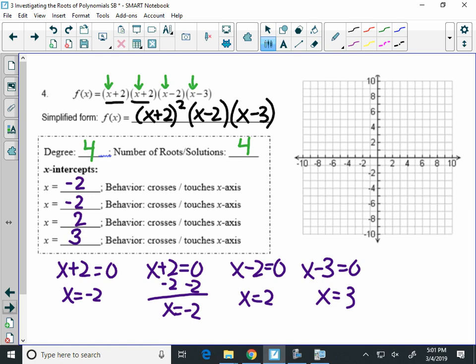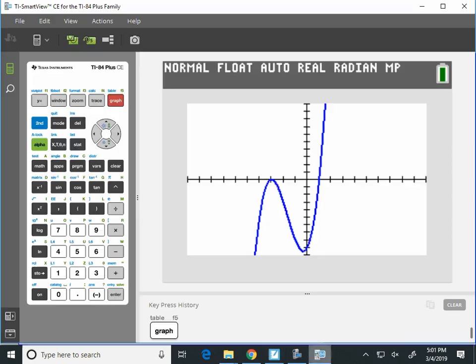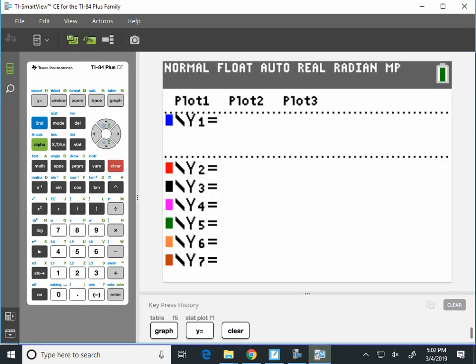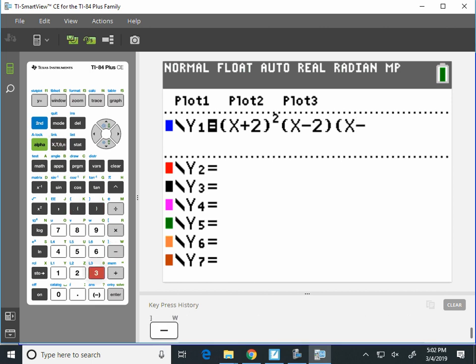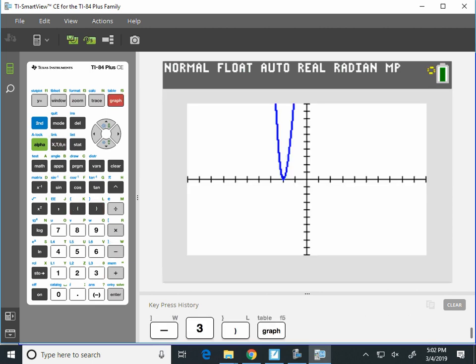All right, now let's make a picture of our graph so we can see what actually happens at those roots. So I will graph here x plus 2, the quantity squared, times x minus 2, and x minus 3. When I graph, you can't see the top, but we can imagine that it goes up and comes back down. And that's the picture that you're going to sketch. So if you need to pause the video in order to sketch the graph, that is fine.